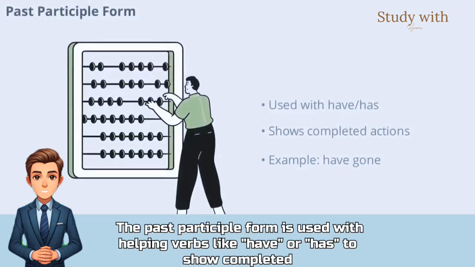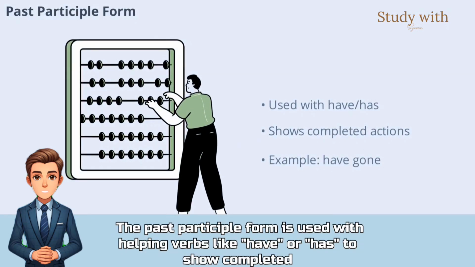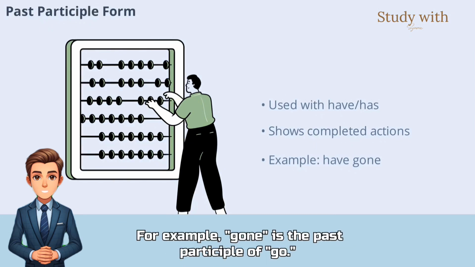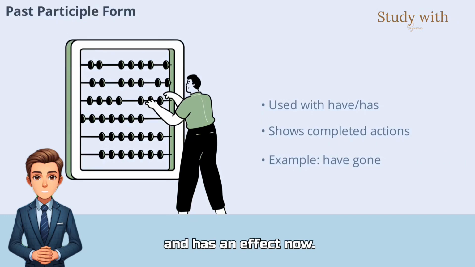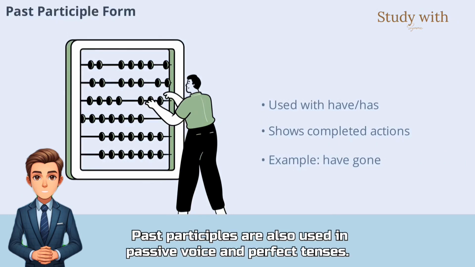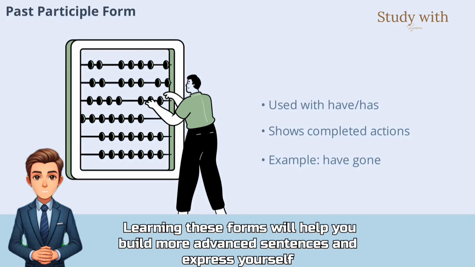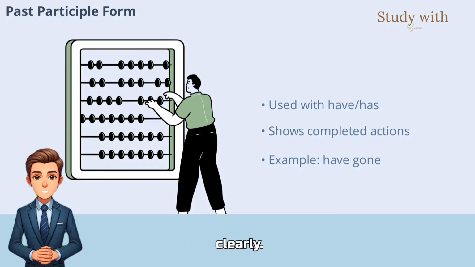The past participle form is used with helping verbs like have or has to show completed actions. For example, gone is the past participle of go. In the sentence, I have gone to school, have gone shows that the action is finished and has an effect now. Past participles are also used in passive voice and perfect tenses. Learning these forms will help you build more advanced sentences and express yourself clearly.